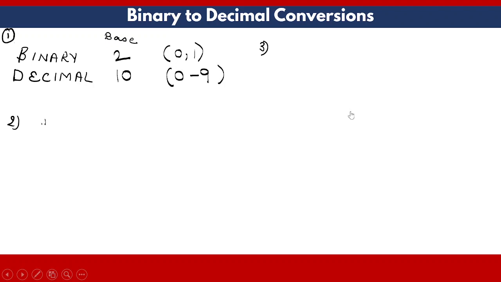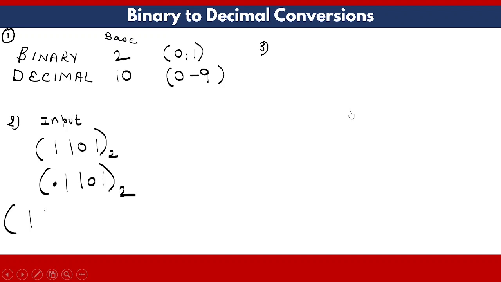Second, what will be the input which you will be getting? You can be given a binary number, which in this case is a whole number. You can be given a fraction number, which is again a binary number. Or you can be given a mixed number, which has both the whole number part as well as the fraction part. And you have to find out their decimal equivalent.